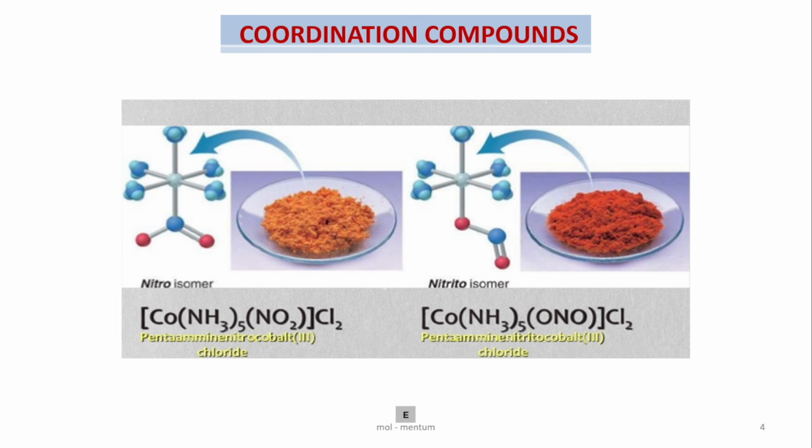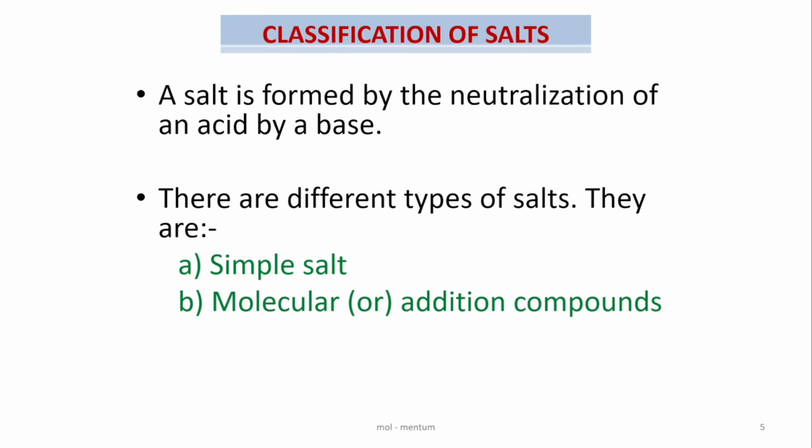So these types of compounds in which everything is the same, just the atom which is attached to the central atom is different, this type of isomerism is called linkage isomerism. So this we will discuss. You can see just with the change of one atom, the color and the entire properties of these two compounds are changing. So this is the foundation of coordination chemistry.